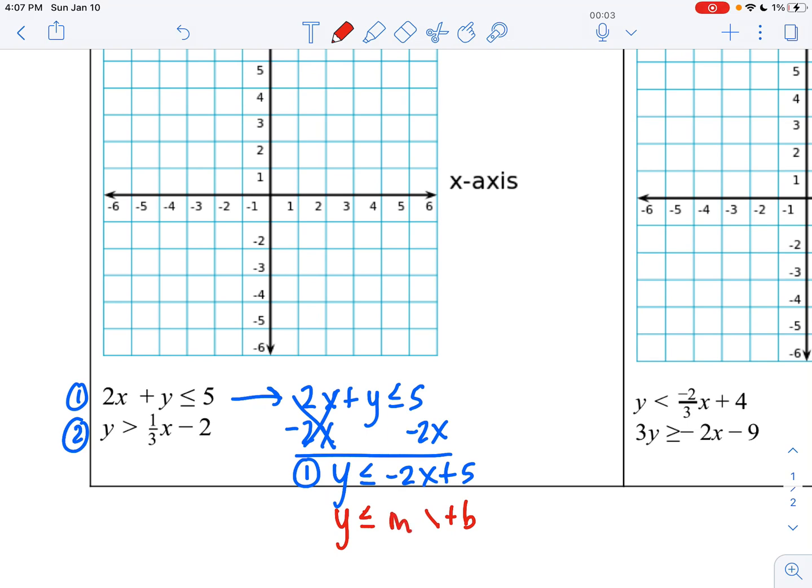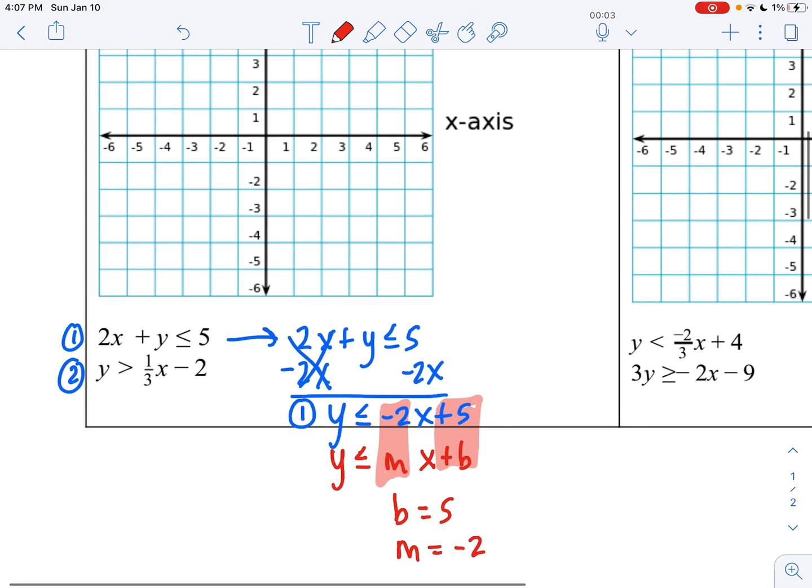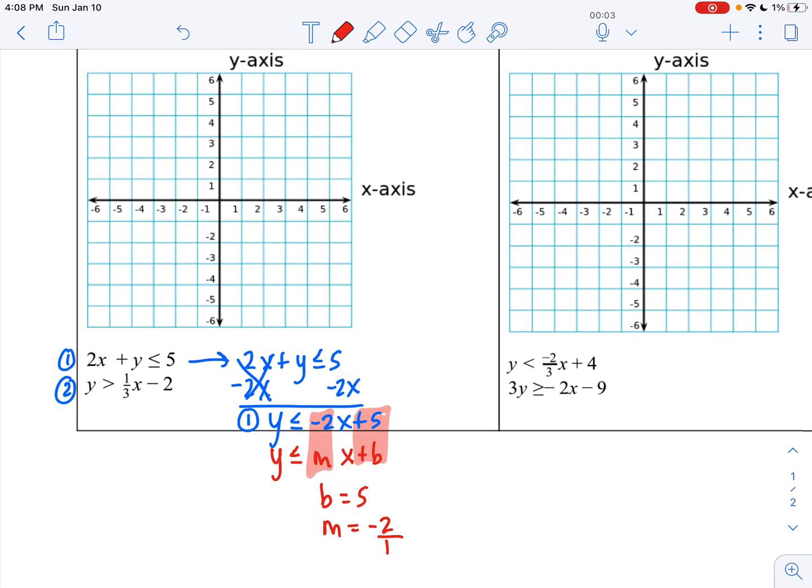So y is less than or equal to mx plus b. This is your b, or your y-intercept, and this is your slope. So my b is 5 and my m is negative 2. Remember to make it a fraction if it's not already a fraction, so put a 1 under it. And then we can graph this one.